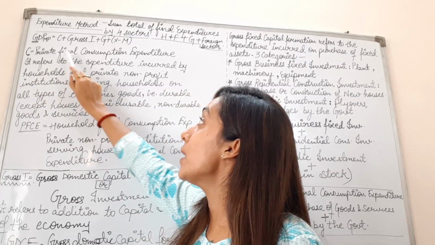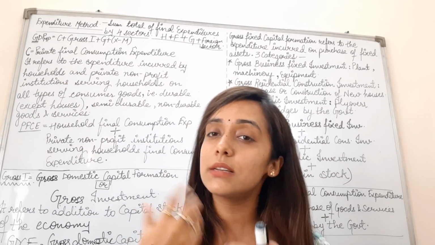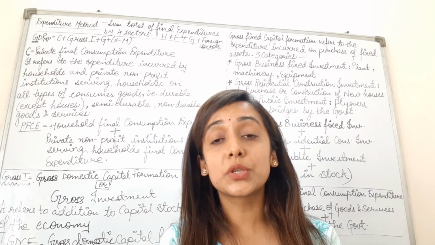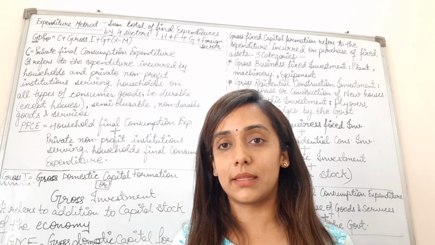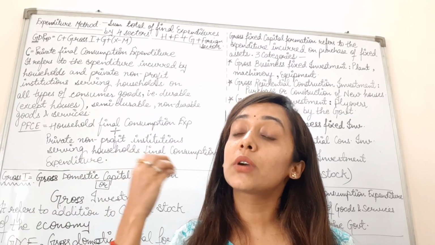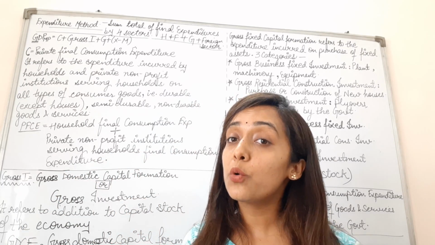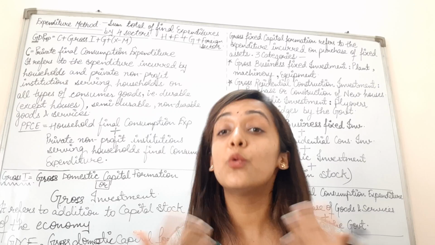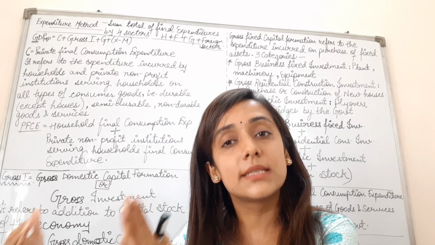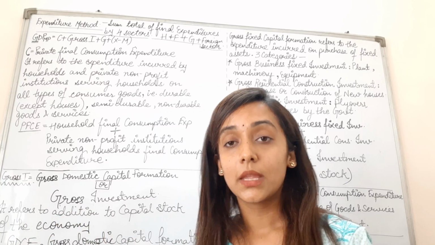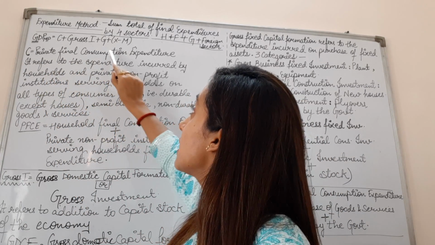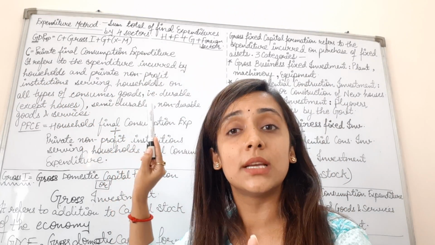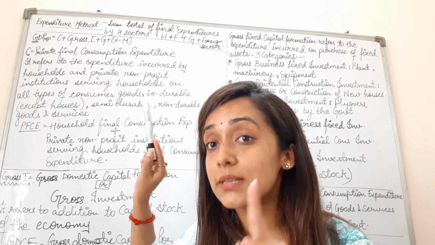What is C? Private final consumption expenditure. Either it is given directly in the question. That is private final. Jo household, jo hum log kharcha karte hain, in the form of jo bhi hum log consume karte hain, chahe koi bhi goods ho, chahe koi bhi services ho, jo bhi hum log uske liye pay karte hain. We are household. Who are households? Households are the consumers of goods and services. So in C, private final consumption expenditure, it refers to the expenditure incurred by the household. Jo bhi hamare kharche, that is hamare personal kharche.